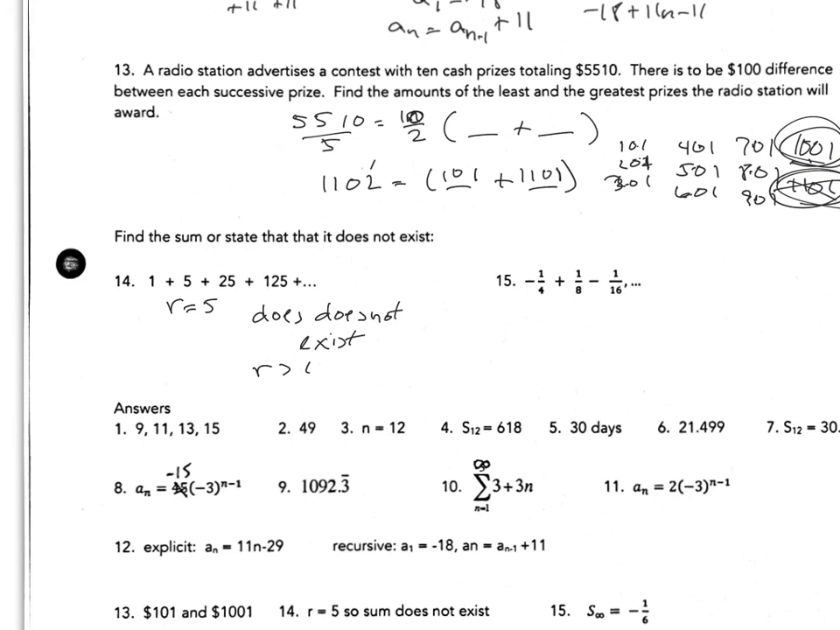Here, the value for r is -1/2, so that's allowed. So our infinite sum is -1/4 over 1 minus -1/2. And so we get -1/6. And that is the whole quiz, honestly, if we take off number 13.